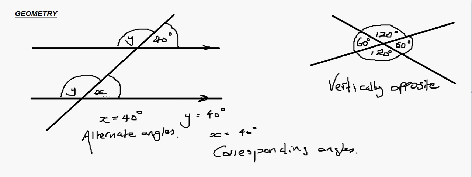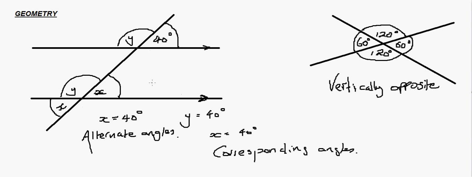So we have alternate angles, which is if the angle jumps over the line. If something is repeated, like here, then they are corresponding angles. If the angles are opposite one another, we just say that they're vertically opposite. Okay?